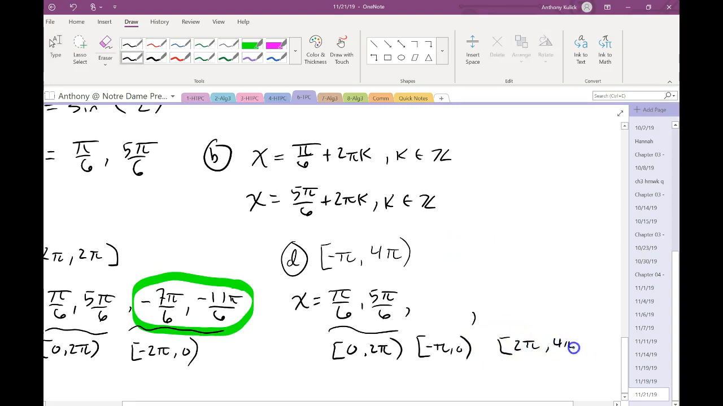And then we have to worry about the interval from 2 pi to 4 pi. So we'll do pi over 6 plus 2 pi. That gives me 13 pi over 6. That would be 17 pi over 6. Man, you need to work on adding fractions in your head, buddy. Okay, and that's it. That's all of our answers.